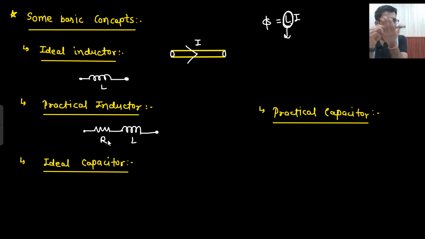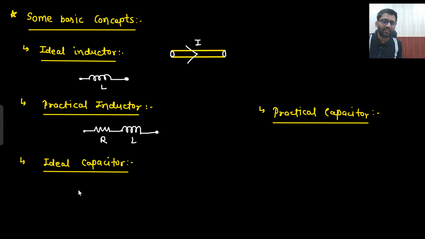In a conductor, if current is flowing, certainly there will be some resistance. Along with that, if current is flowing, that means there is magnetic field. If there is magnetic field, that means there is magnetic flux. If there is magnetic flux, that means there is inductance as well. So if in a conductor current is flowing, there will be resistance as well as inductance. Is that clear to you? All these concepts will be used later on.